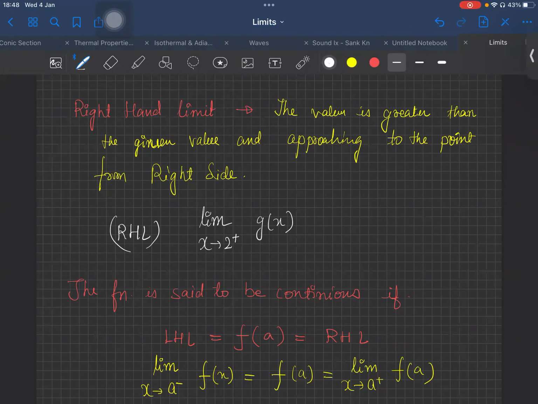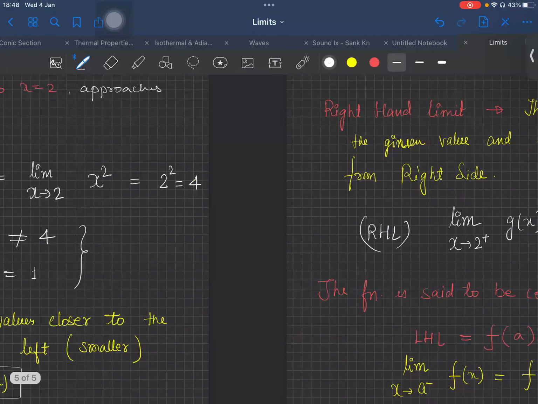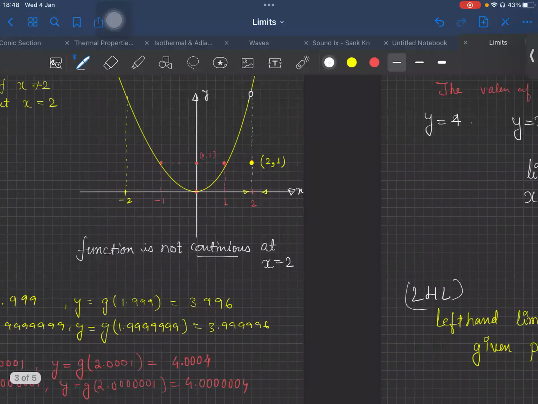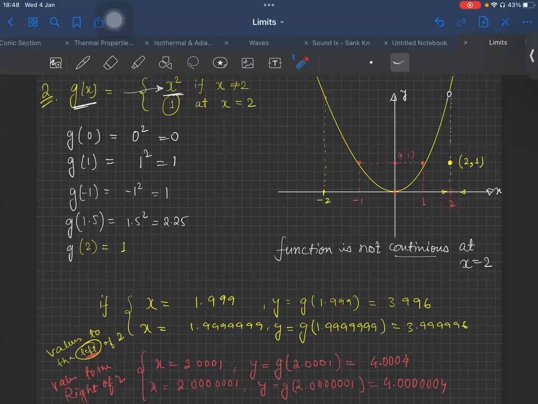Now, in case of g of x, when we are drawing this parabola, if at x equal to 2 the value of this is equal to 4, that means y will be equal to 4, then this function will be continuous. Right now, the function is not continuous, it is discontinuous.